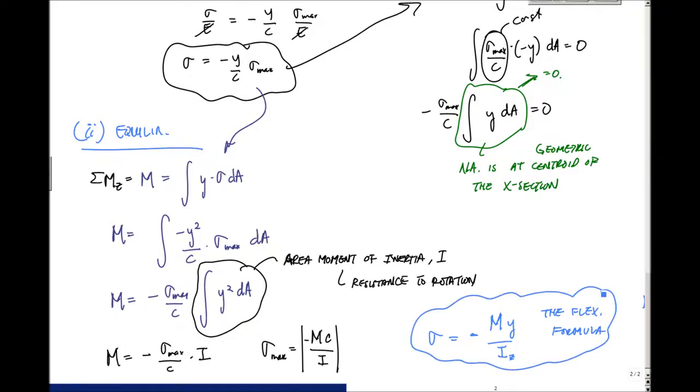And this is my flexure formula. This is what we want to be able to use. This is one of our other fundamental equations that we want to be able to apply in an introductory course in mechanics. Hopefully you enjoyed, and we'll do some example problems next.